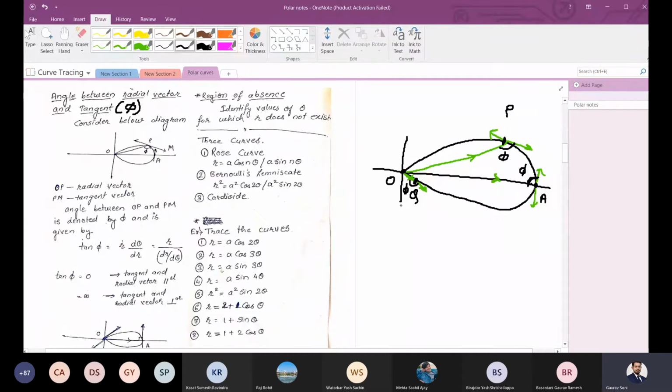So what conclusions can you make about phi at the points P, Q, and A? Let's start with A. What is the angle phi? Can you guess? 45 degrees? Sorry, 90 degrees. It is 90 degrees. What about Q? Maybe less than 90. Of course, it has to be less than 90. Anything else? Something more precise?